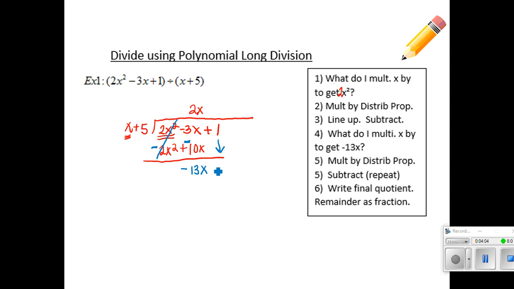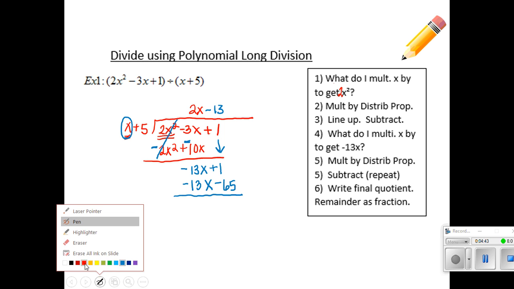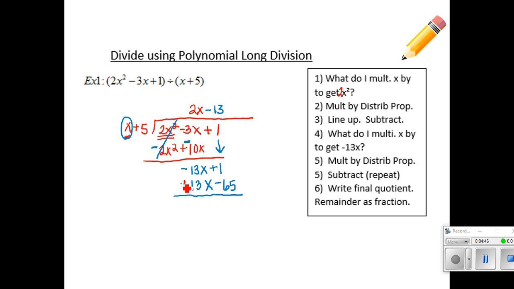Bring down the 1. Just like I did in the last one, once I did that first subtraction, I brought down that next number, which was a 2. Now, again, our focus is what times x will give me negative 13x? Well, that's negative 13. So negative 13 times x is negative 13x. Negative 13 times 5 is negative 65. Put a line and subtract, again making sure that you change the signs.